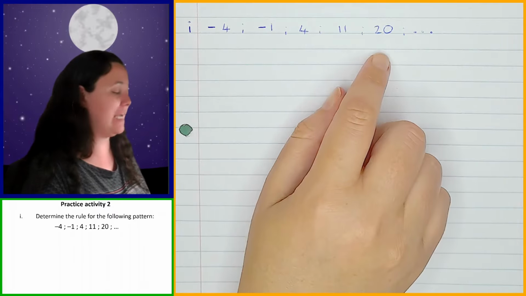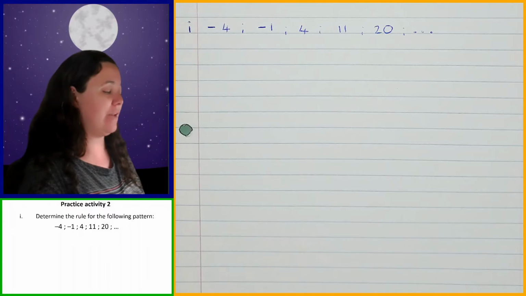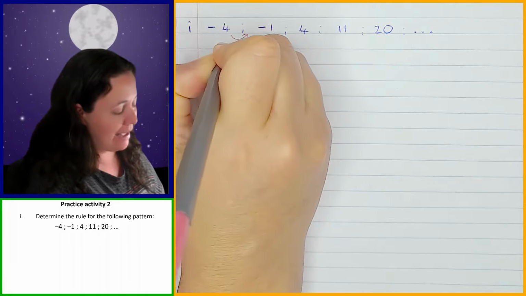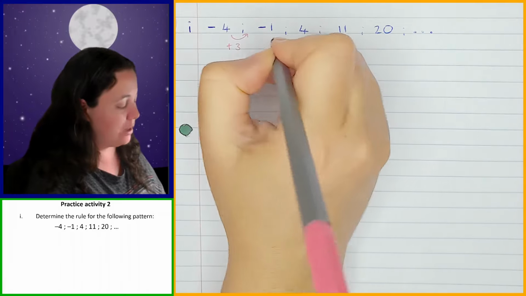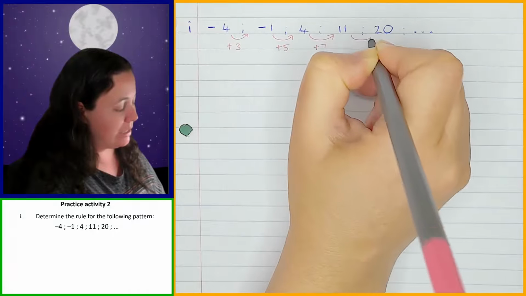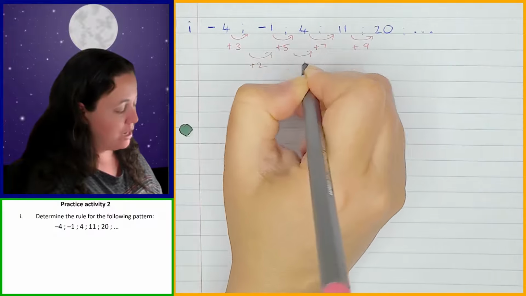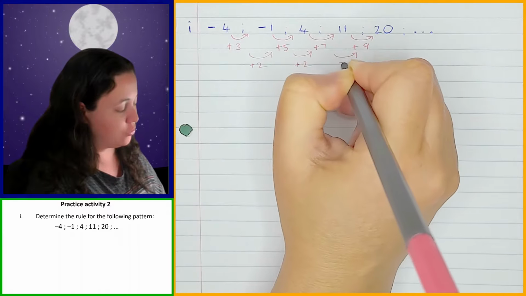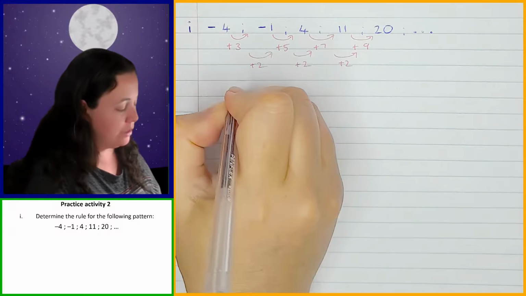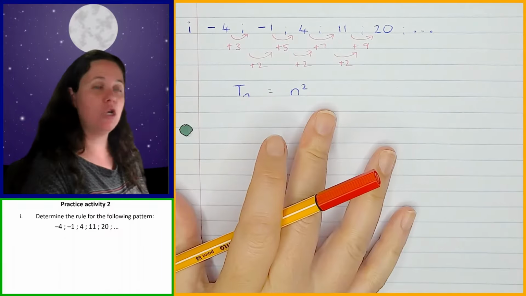Now this pattern doesn't have a constant difference, and it also doesn't have a constant ratio. So now we're going to go and look and see if it has a constant second or third level of differences. So from -4 to -1, I am adding 3. From -1 to 4, I'm adding 5. From 4 to 11, I'm adding 7. And from 11 to 20, I'm adding 9. This has a difference over here of 2. I'm adding 2, then I'm adding 2, and I'm adding 2. So I've got over here a constant second level of differences, which means that my rule for Tn is going to contain n squared.